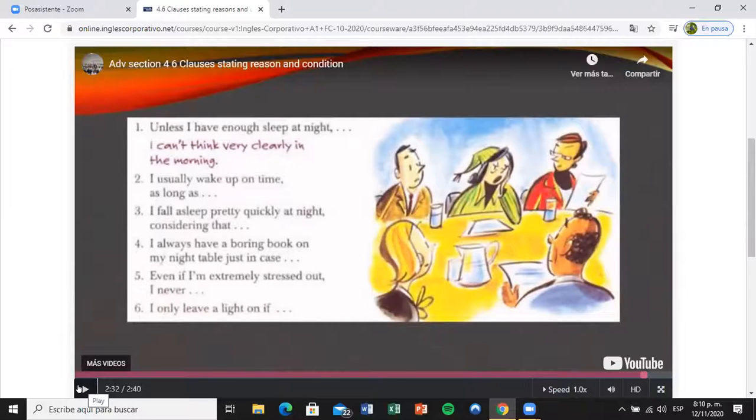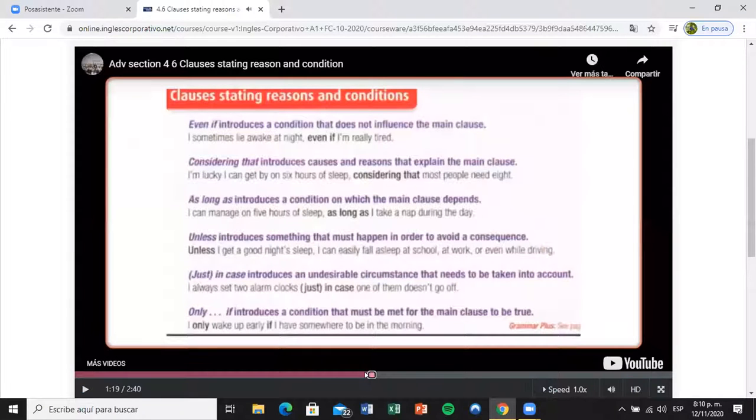Okay. So, as we can see, we're learning several different clauses that we can use to express reason, to give explanations. The most important one that we have is here. Let me show you. This part. Why is this one the most important? It's the most important because it gives us an explanation of the function of each of those things. So we can see that we're using all of these: even if, considering that, as long as, unless, in case, or just in case, and only if. All of these are for giving a reason why you do something. Some of them are not just the reason or cause, but also the condition or what happens because of it.